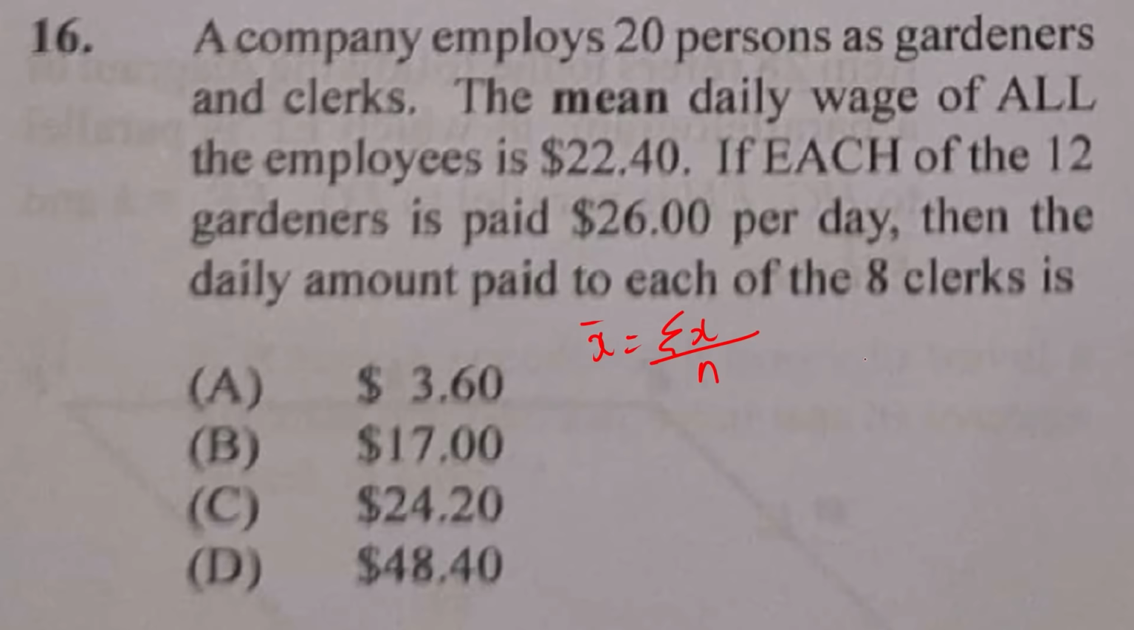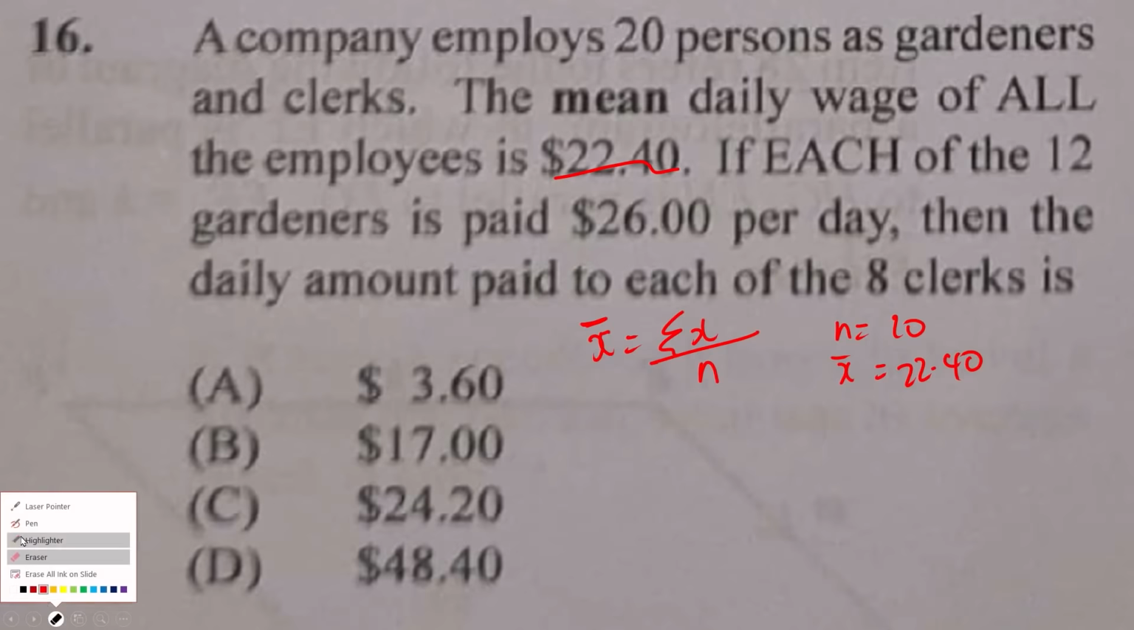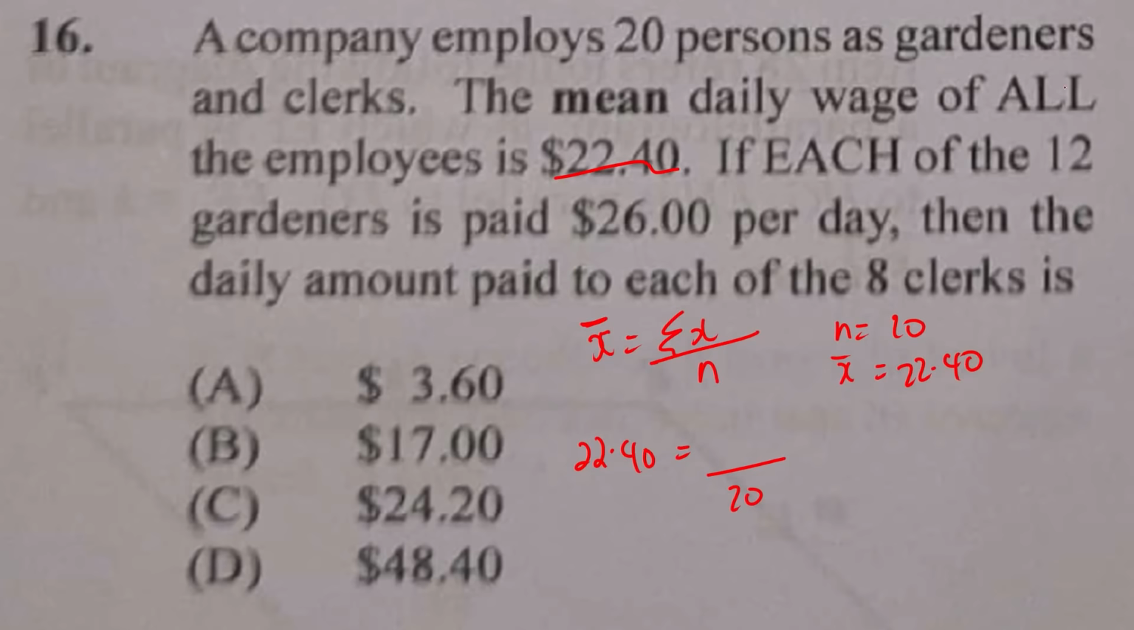The n, which is the number of persons, is 20. And the mean, which is x with the stroke over the top, is $22.40. Now let's put it in. So we have 22.40 is equal to something over 20. Hold on, let me write properly so we can have proper space. And we know that 12 of the workers were paid that.